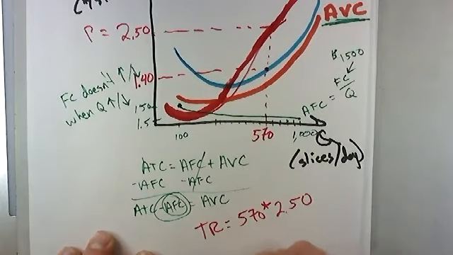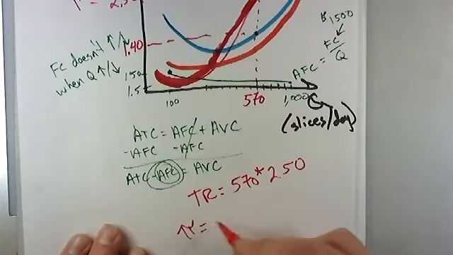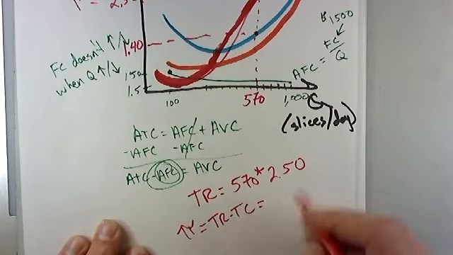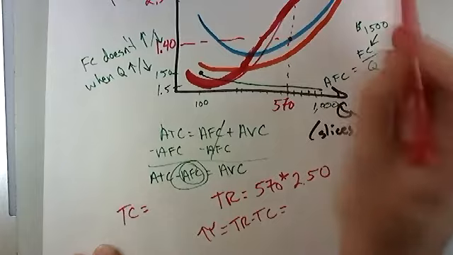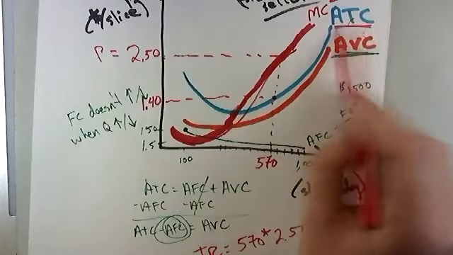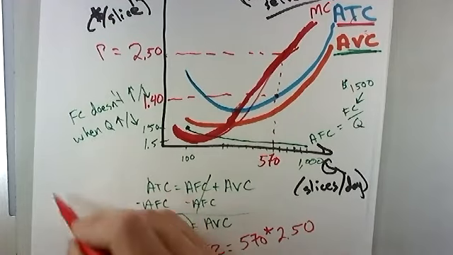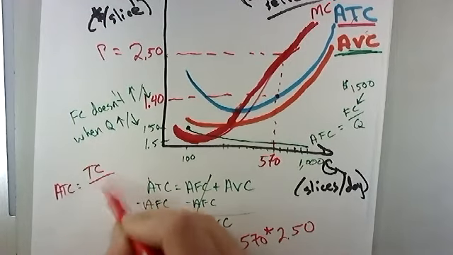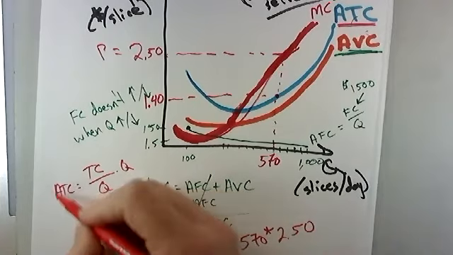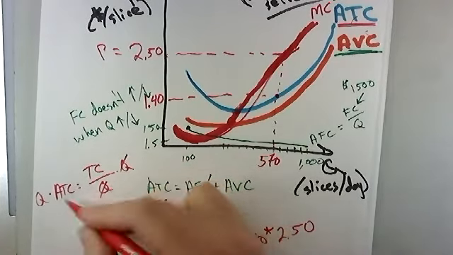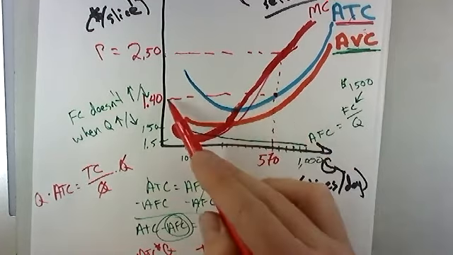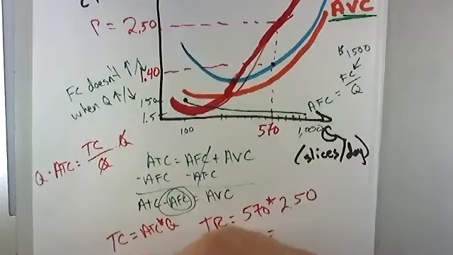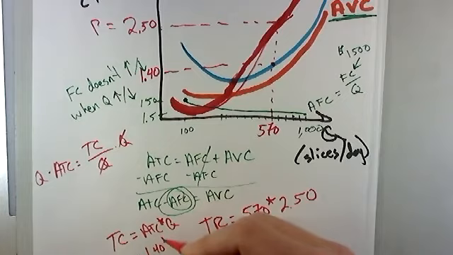So how do we figure out our profit? We always use pi to represent profit. It's kind of annoying, but just get used to it. Our profit is just the difference between total revenue and total cost. We need to figure out our total cost first, and we're going to use the average total cost curve. What's the other definition of average total cost? Average total cost is equal to total cost over quantity. If we multiply both sides by quantity, we get total cost equals average total cost times quantity. We have the average total cost, 140, and the quantity, 570, so our total cost is going to be 140 times 570.